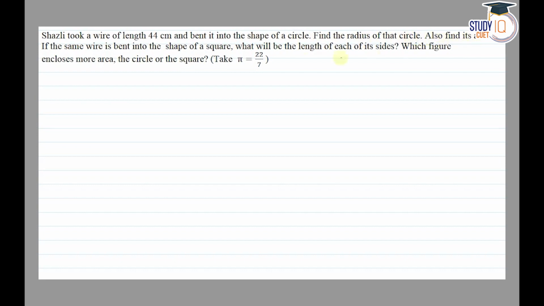Also find its area. If the same wire is bent into the shape of a square, what will be the length of each of its sides? Which figure encloses more area, the circle or the square?